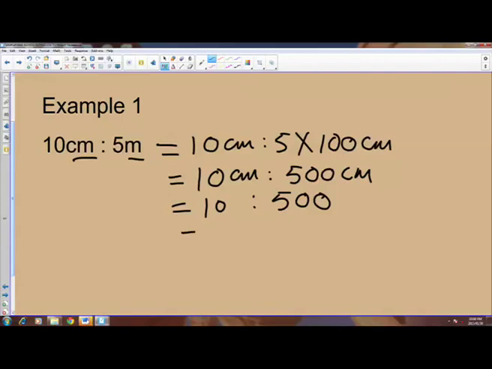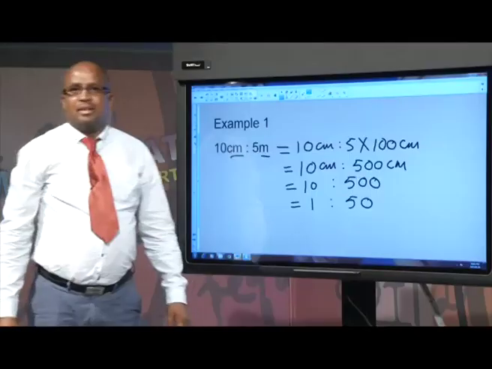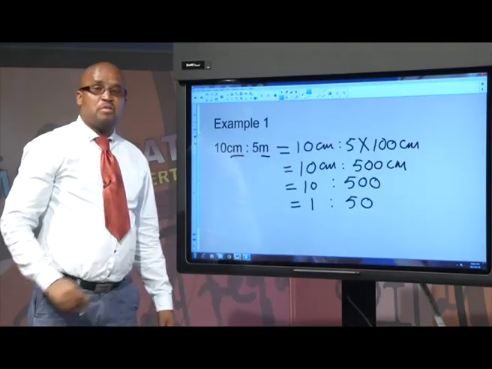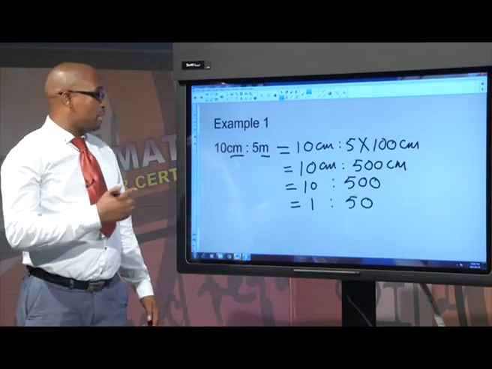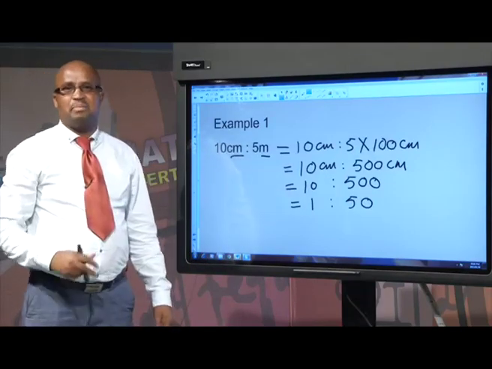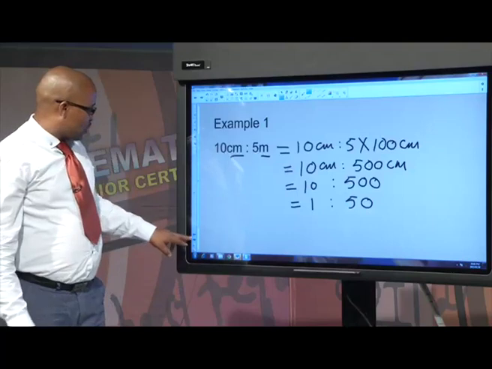This will be 1 is to 50. It's a simplified version of 10 centimeters to 5 meters. The ratio now in a simplified version is 1 is to 50. This is how we simplify ratios involving different units. Make sure that the units are the same before you start simplifying. Let us look at another example.